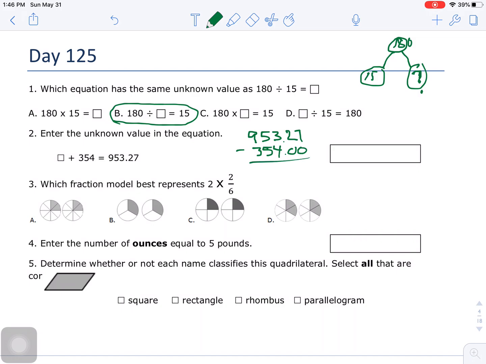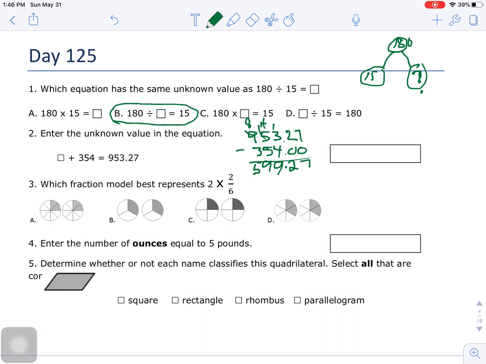So 7 minus 0, 2 minus 0. Make sure you keep your place values aligned. I'm going to have to borrow. 13 minus 4. And I'm going to have to borrow again. And 14 minus 5 is 9. And then 8 minus 3 is 5.